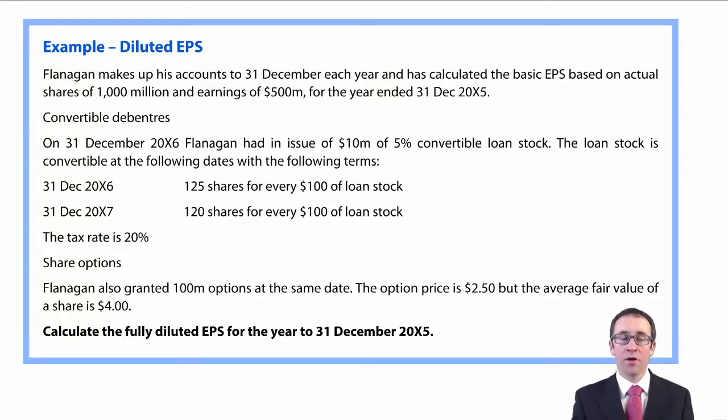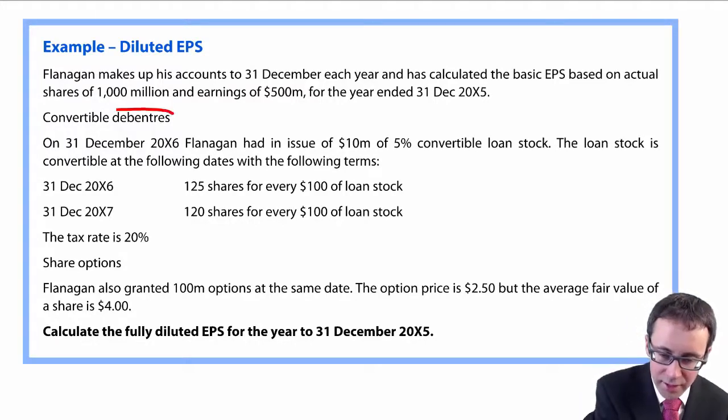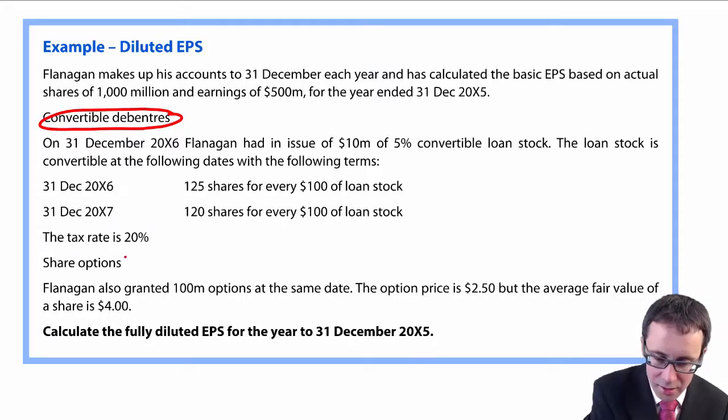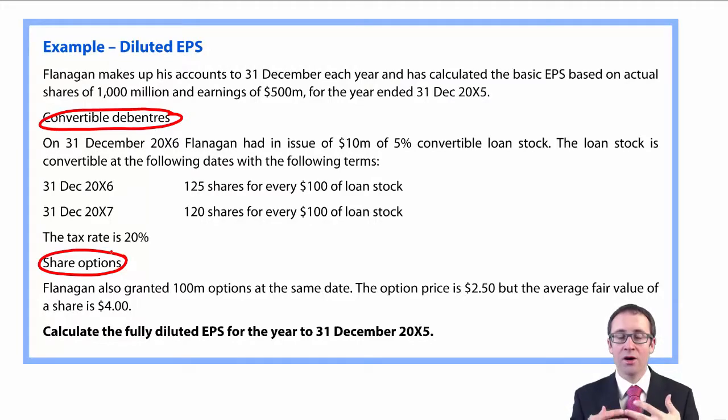Okay, so there are two types of items in issue at the end of the year that could give rise to dilution of your EPS, and they are convertible debentures and share options. We'll deal with each one in isolation and then we'll work our way through the example.